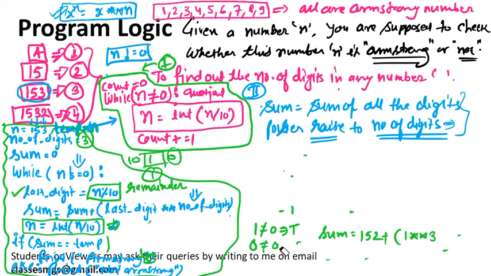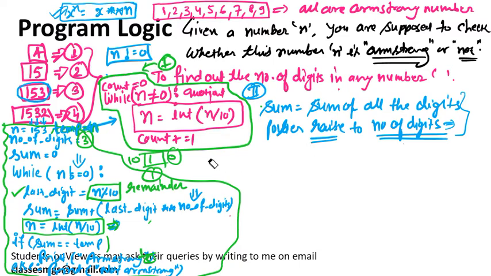So let's take some number. Let's try to take some 4-digit number this time, and we need to check whether this is Armstrong or not. Okay, so I am taking a number.